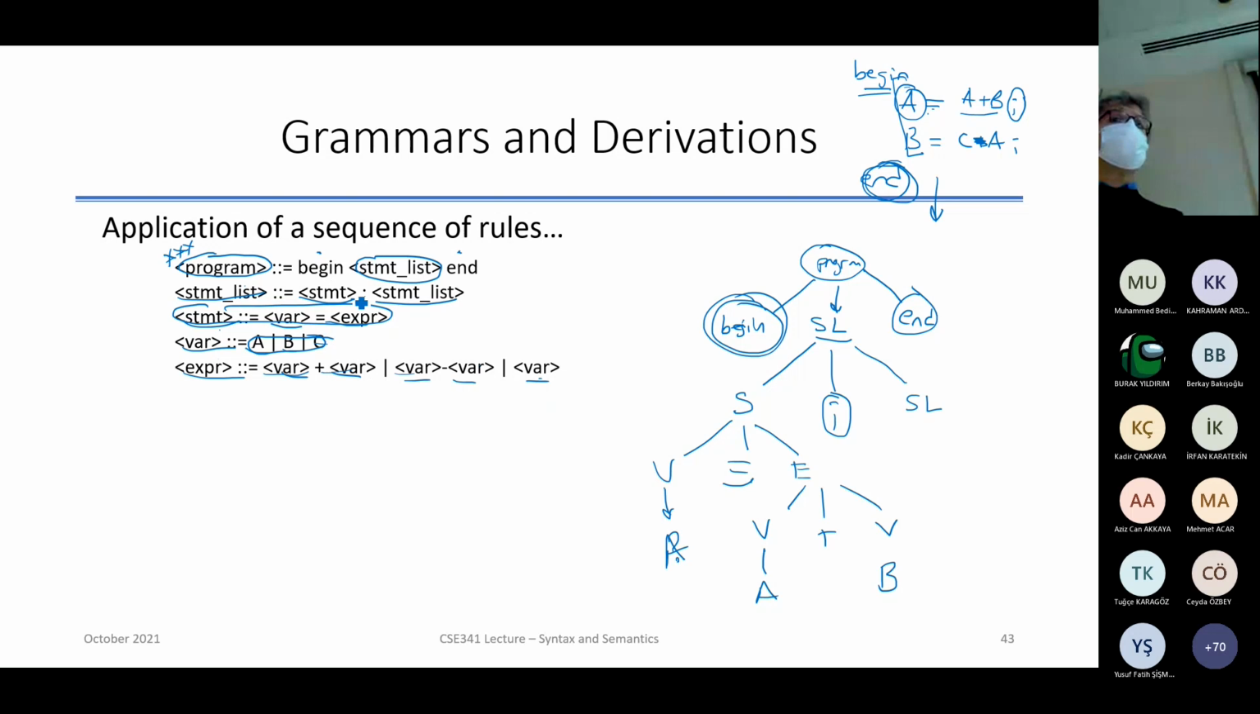Of course, there is a missing piece. There is a problem here. This statement list is never going to actually instantiate anything. So I may need to have, let's say, empty here, for example.